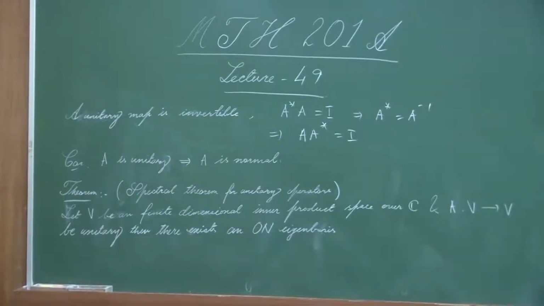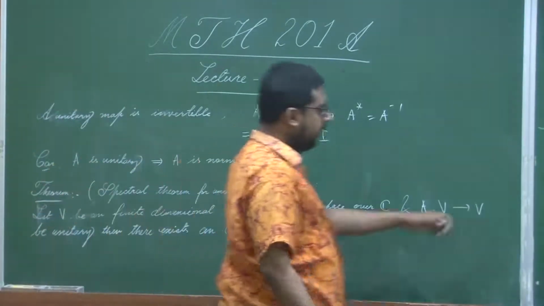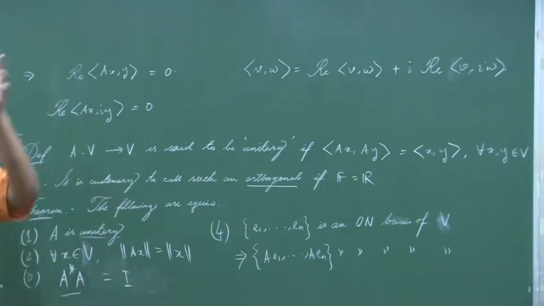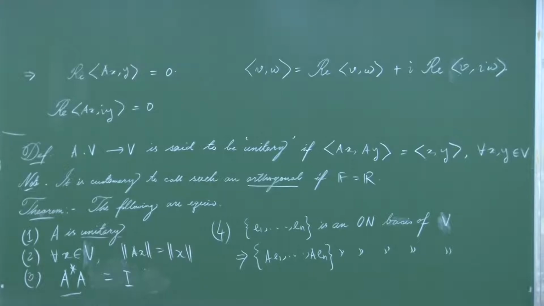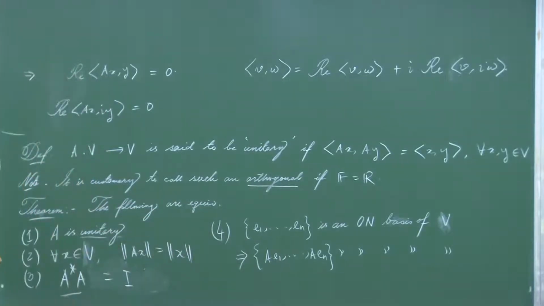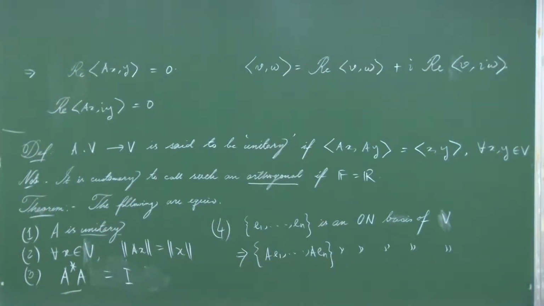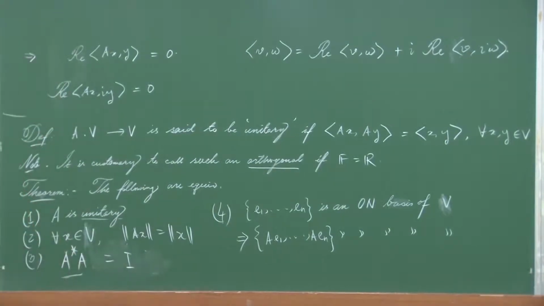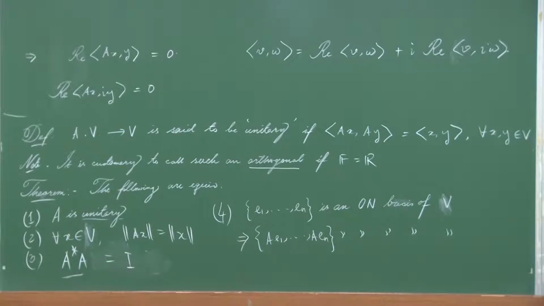Okay. Fine. One more thing: earlier we have seen that if a map is orthogonal, then its matrix with respect to an orthonormal basis is an orthogonal matrix. So, here if it is unitary, that is over C, then its corresponding matrix will be unitary. That follows from this, because the matrix of A star is the conjugate transpose of the matrix of A.